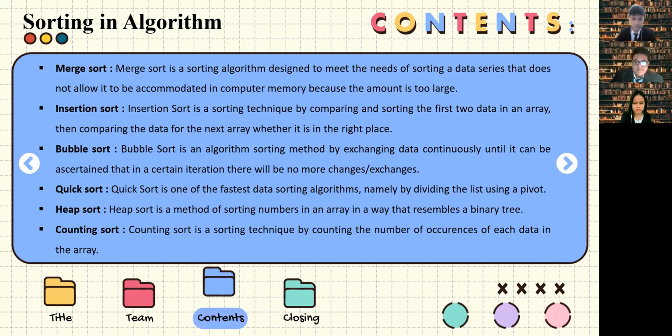Five, heap sort. Heap sort is a method of sorting numbers in an array in a way that resembles a binary tree. Six, counting sort. Counting sort is a sorting technique by counting the number of occurrences of each data in the array. Next.